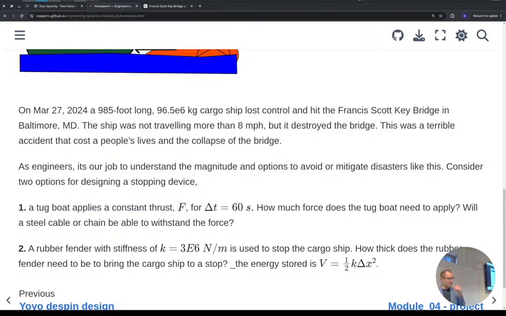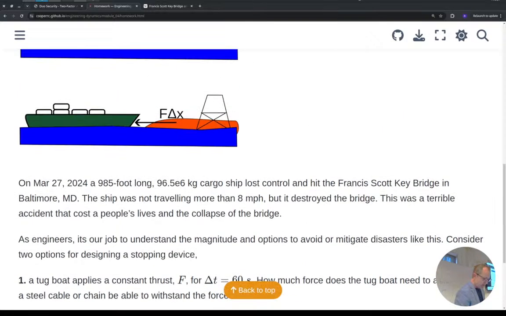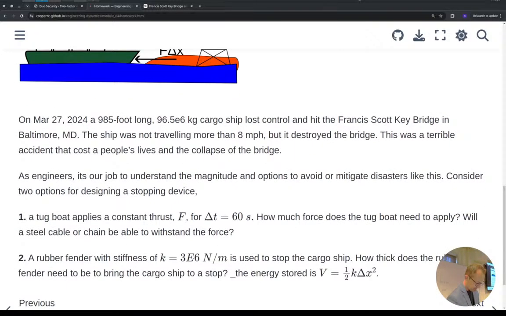The other one would be, imagine that there are big rubber bumpers. How big of a rubber bumper do you need to stop a boat of this size? So these are two questions that we can get back of the envelope calculations for. Is it even feasible to do this kind of work? So I thought that would be a nice place to take off for today, wrap up here for the week.